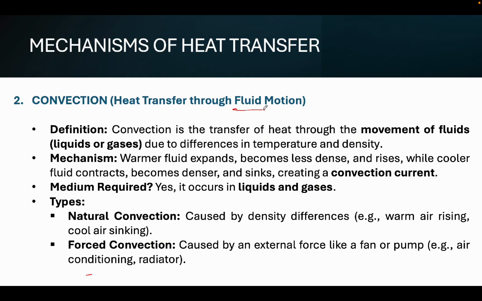So, we have two types of convection: natural convection and forced convection. Natural convection is caused by density differences. An example is warm air rising and cool air sinking. Whereas forced convection is caused by an external force like a fan or a pump. For example, air conditioning or even the radiator.